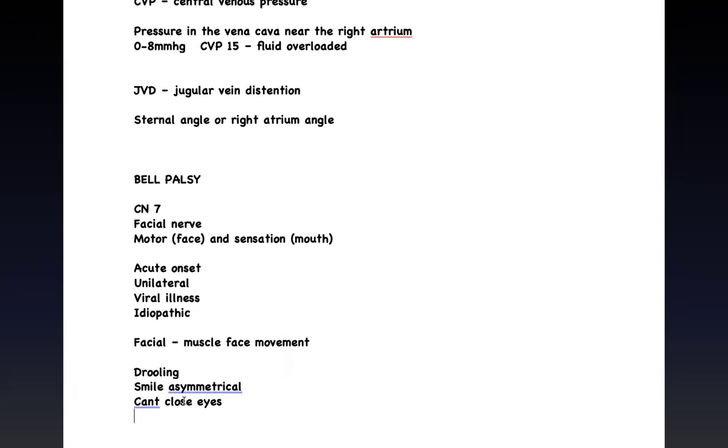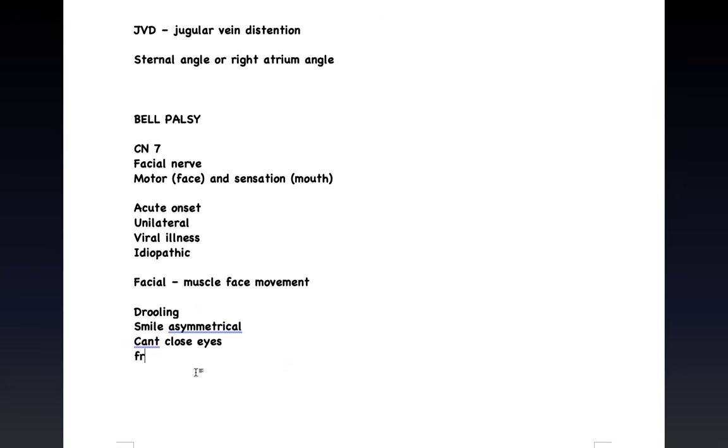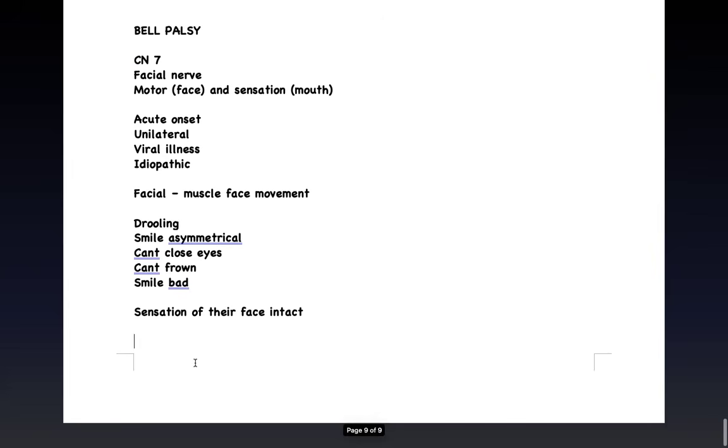Right? So those are the signs and symptoms the patient is going to show. When they frown, they can't. They cannot frown their face. Smile is bad. Because of that, you have to teach them certain things. The sensation of their mouth will be affected, but the sensation of their face is intact. Okay, that's very important. So what do you teach them?